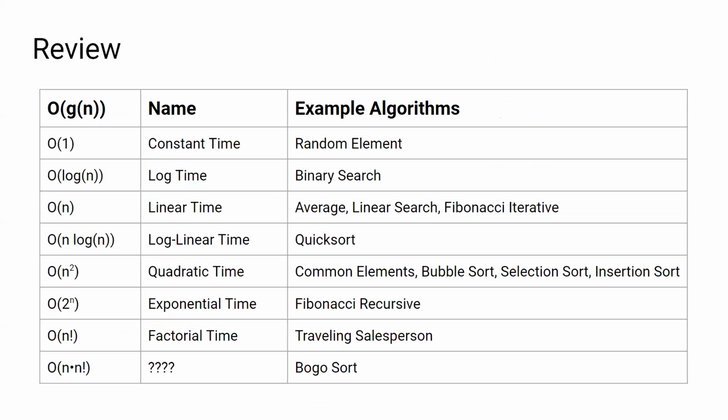O of 2 to the n is exponential time, so that's like our recursive Fibonacci function. O of n factorial is factorial time, that's like our traveling salesperson. And O of n times n factorial, I don't think there's a name, but that's what Bogosort is.